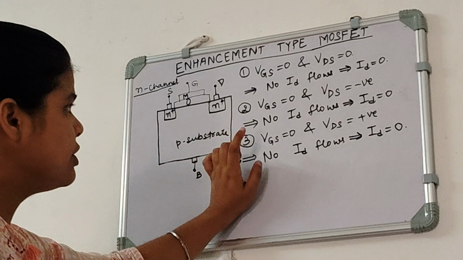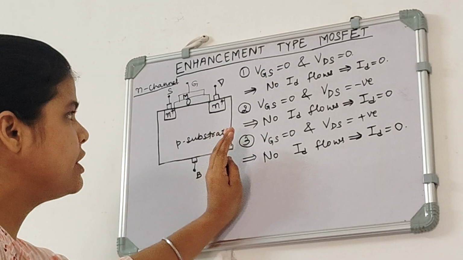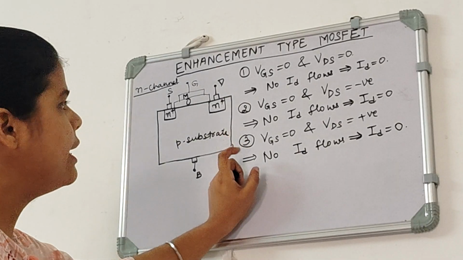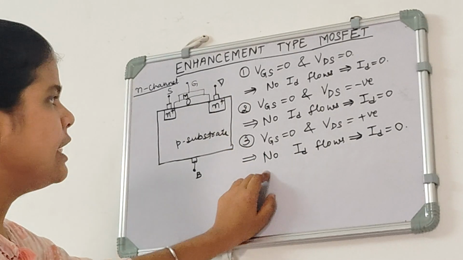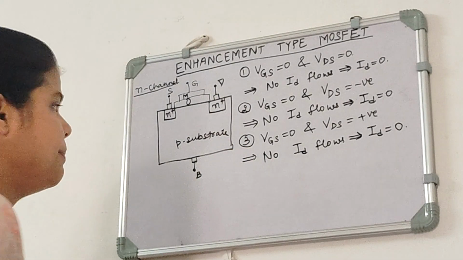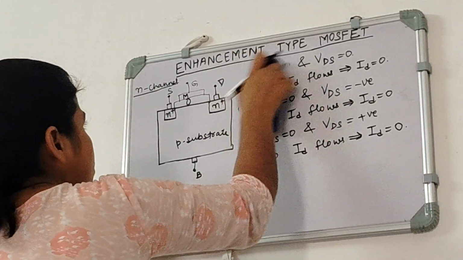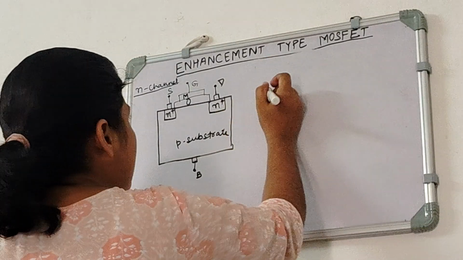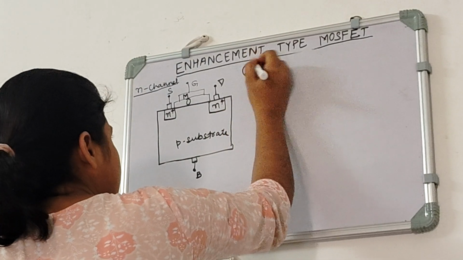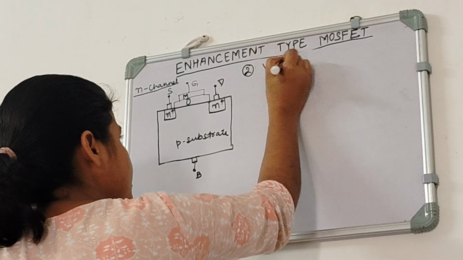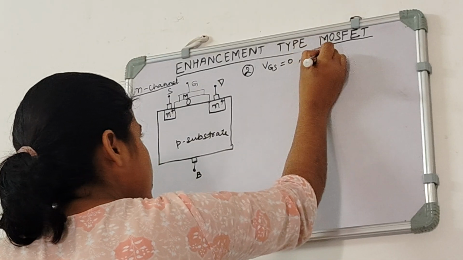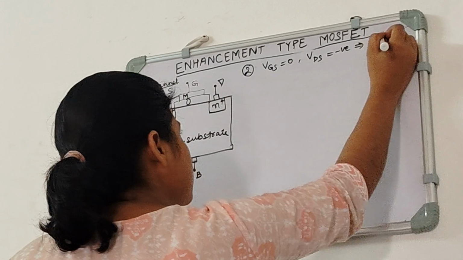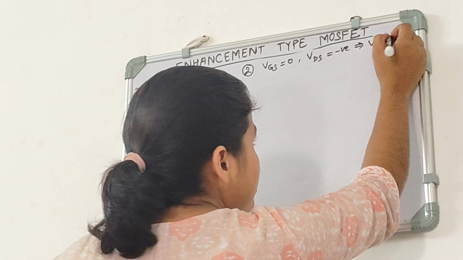Now here we have just written directly that when VGS equals to 0 and VDS equals to negative and positive, in both the cases our ID is 0. But now we will see the reasons behind them. So let me remove this first. Now for the second condition, what is the second condition? That VGS equals to 0 and VDS equals to negative. That is, VD equals to negative, because our source is having 0 voltage.